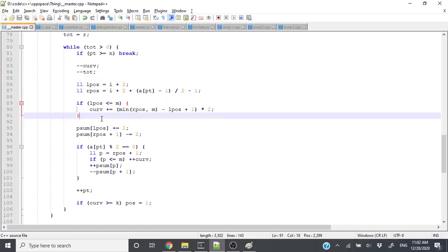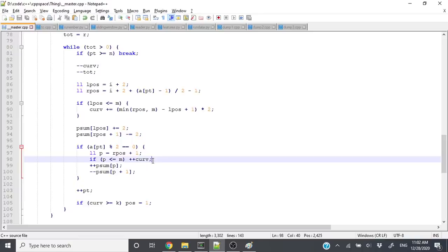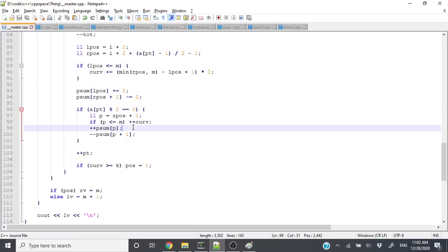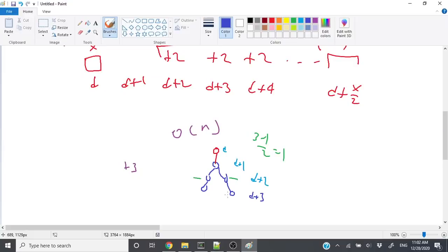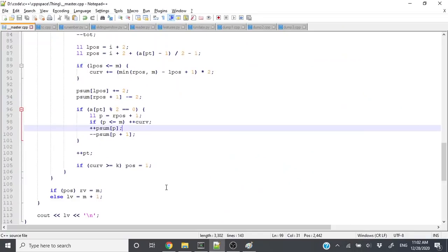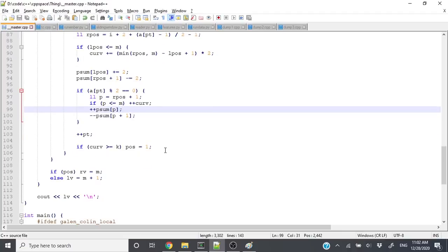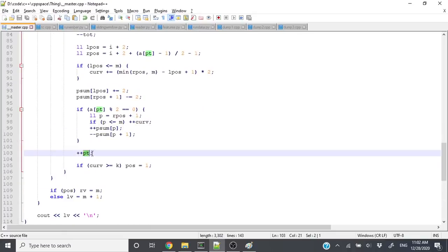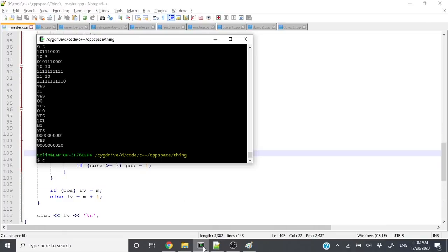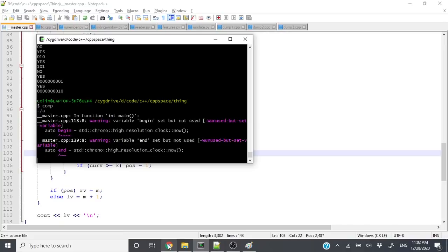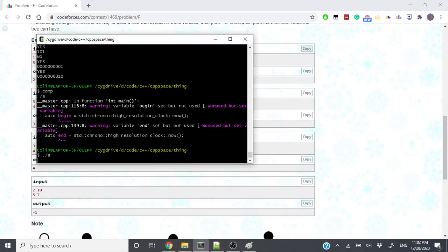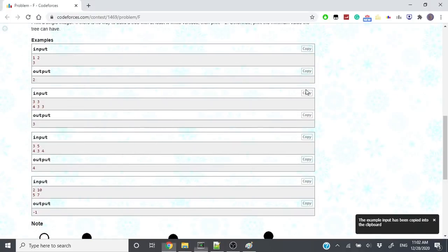If this is valid, then we take this, do the prefix sums. If it's even, we have an extra thing to consider, specifically at the end of this position. And then we advance point because now we have a new chain to work with, and we continue. So if curvy is greater than or equal to k, pos equals 1, which is check everything.